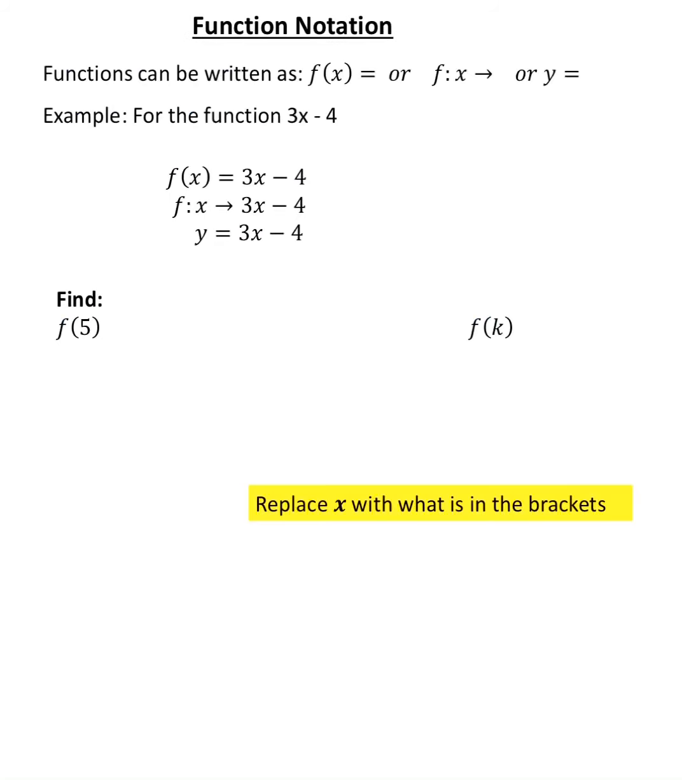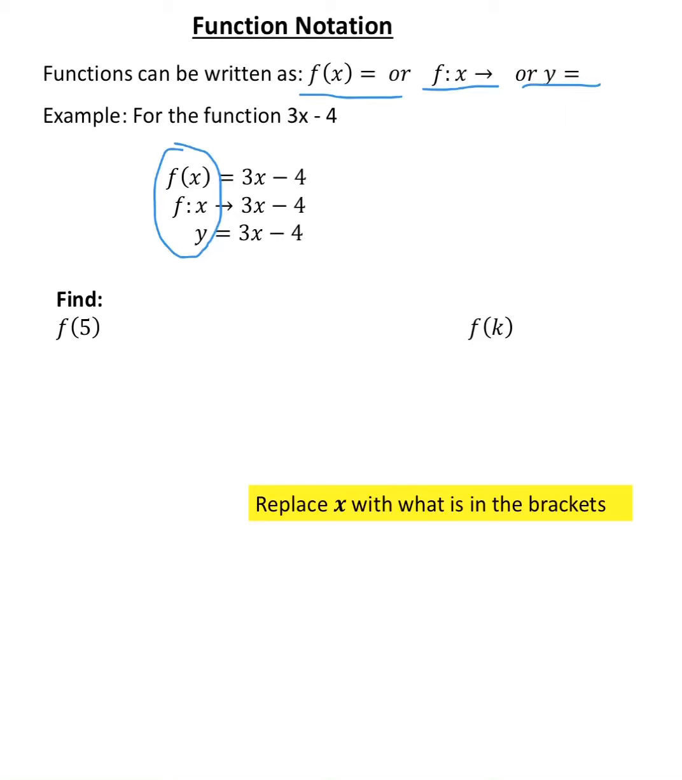Okay, so then functions can be written as f of x in brackets equals, or f, colon, x and then an arrow, or y equals. So all of these mean the exact same thing. For example, the function 3x minus 4, you can see there, these are the 3 ways it can be written. So all of these mean the exact same thing.